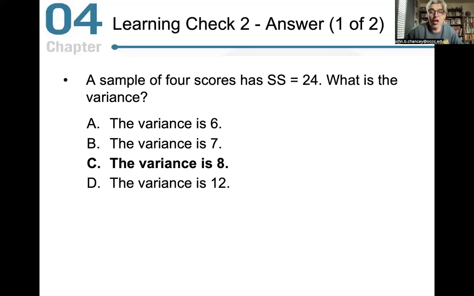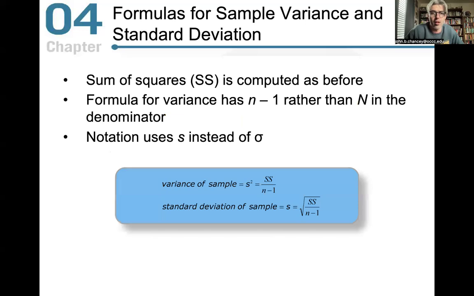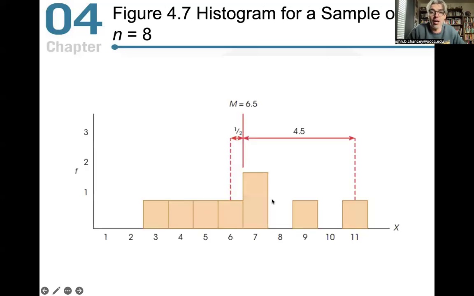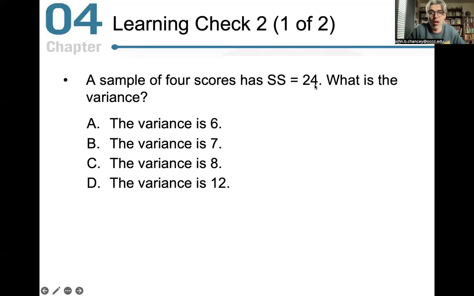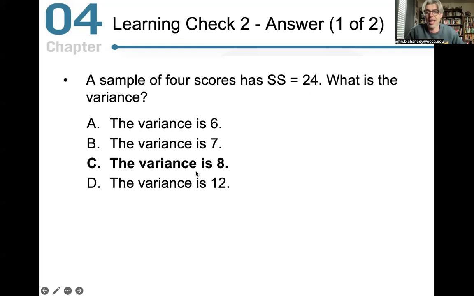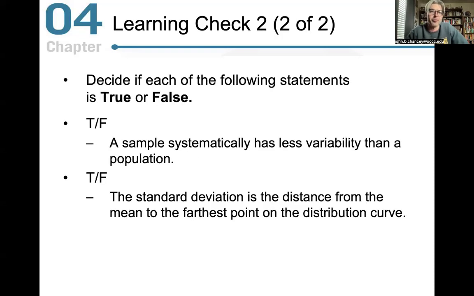So remember, if we go back to our formula, to find our variance, we want to take the sum of squares. In this case, it is 24. We're going to divide by n minus 1. Our n in this case is 4. We have 4 scores, so we subtract 1 from that. That gives us 3. So essentially we're dividing 24 by 3, which gives us the answer of 8. Now, if we wanted to find standard deviation, we would square root that.